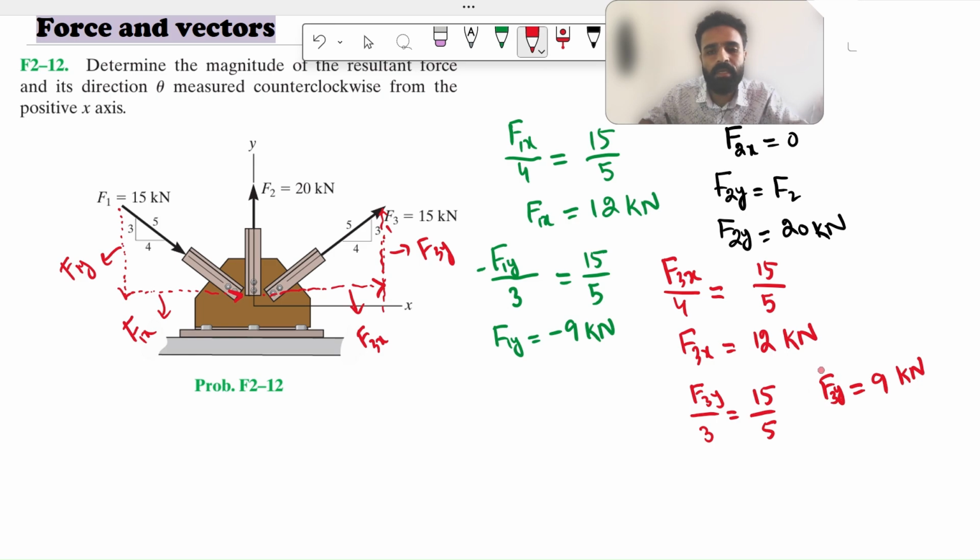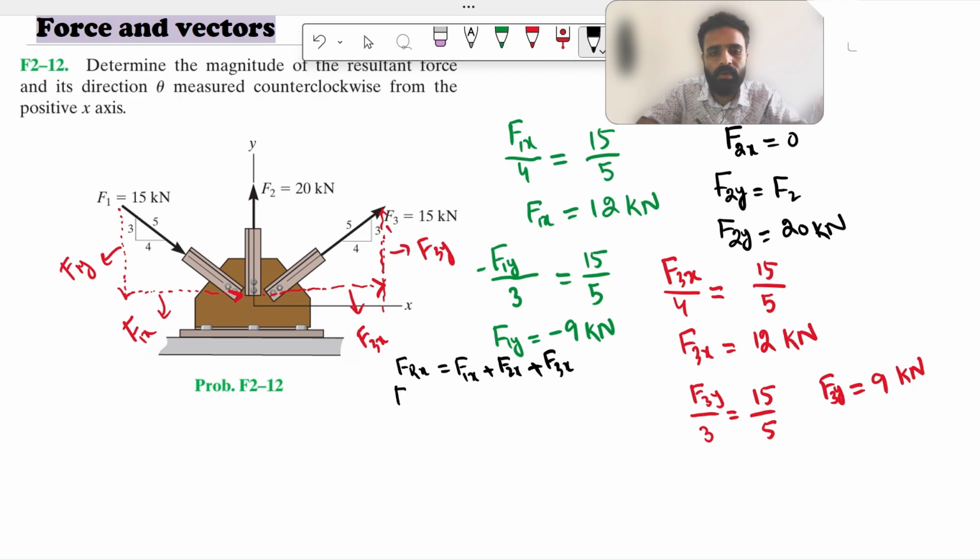So we found the value of all three forces, their x and y components. Now for the FRX and FRY, we'll be applying the summation of the individual horizontal forces and individual vertical forces respectively, and then applying the magnitude formula, we'll get the value of the resultant force. So for the FRX, I'll be adding all the individual horizontal forces: F1x, F2x, and F3x.